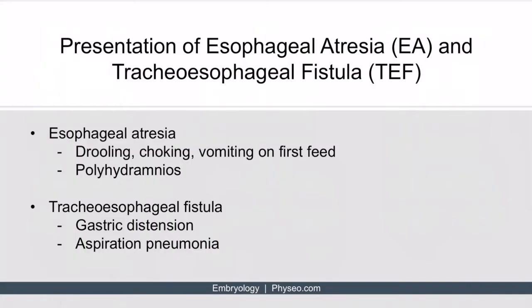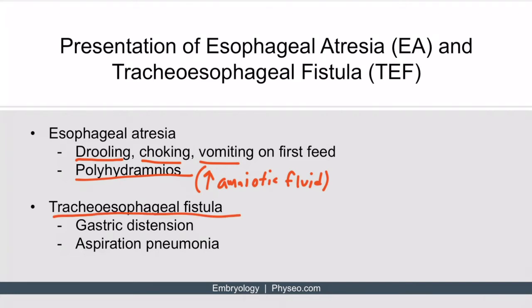Now let's talk about the clinical signs and symptoms of the different tracheoesophageal anomalies. In the newborn with esophageal atresia, you will see drooling, choking, and vomiting on the first feed. And that's because the newborn is unable to swallow their saliva into their stomach. In utero, you will see polyhydramnios, which is excess volume of amniotic fluid. And this happens because the fetus will be unable to swallow the amniotic fluid due to the esophagus ending in a blind pouch. So the amniotic fluid just builds up outside the fetus.